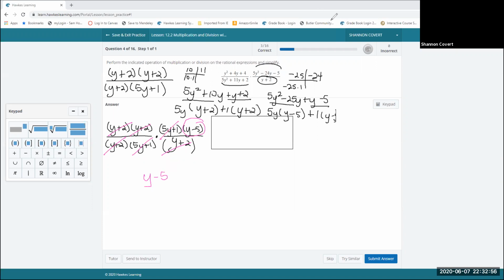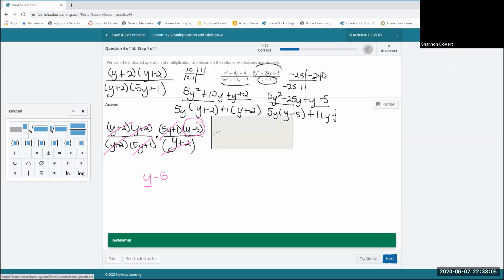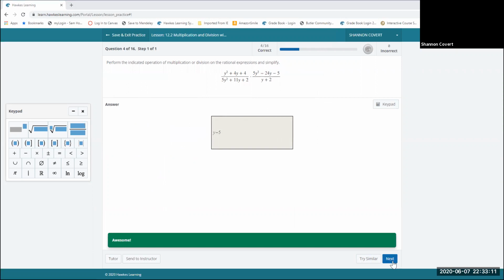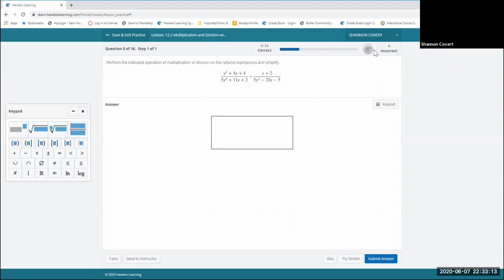I'm going to type what I believe is my solution into the box and see what they tell me. Green bar. Gotta love the green bar. That one was a little more complicated. Let's see what the next one is.